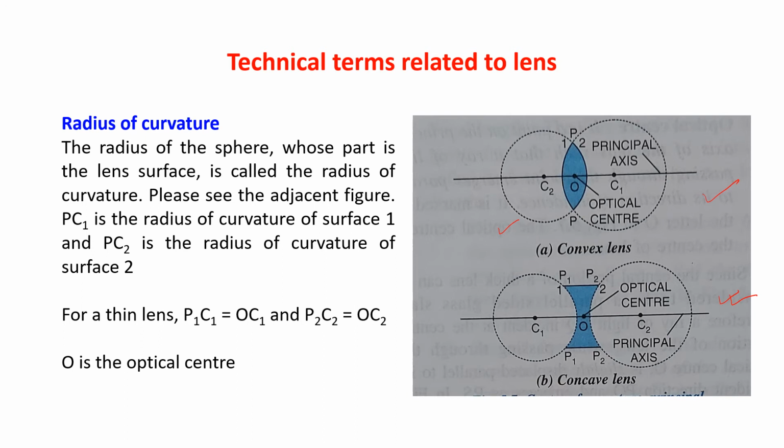Now, for a thin lens, consider it's a very thin lens, P1C1 is equal to OC1 and P2C2 is equal to OC2. And O is the optical center. Okay, O is the optical center.